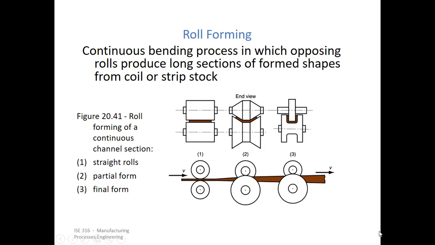Multiple die setups, as you can see, 1, 2, and 3 here, right? The opposing rolls would produce this long section. If they are kept, as you can see, one on top of the other, the sheet would go inside, and if it is forced to take the shape of that die, it will help us get that final shape with progressive steps, right?